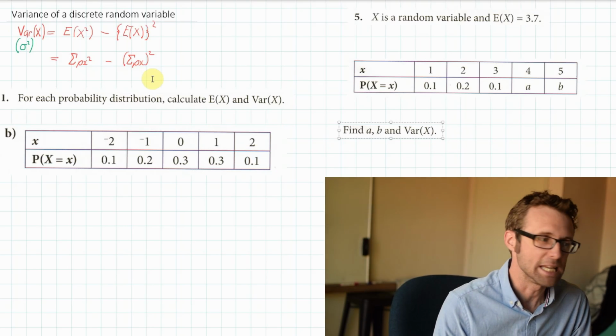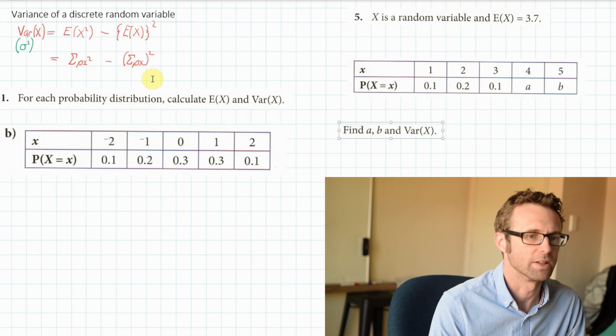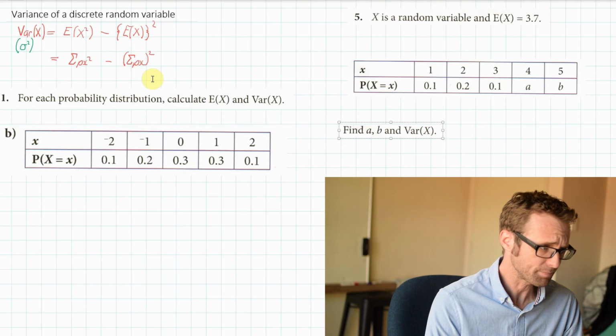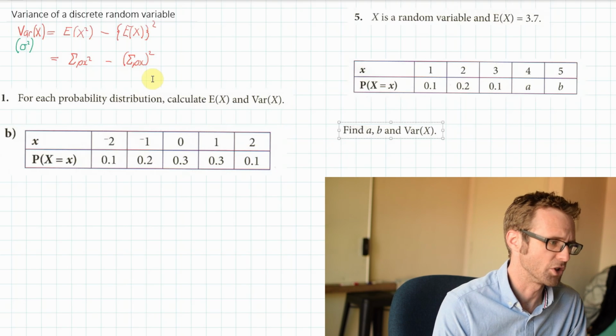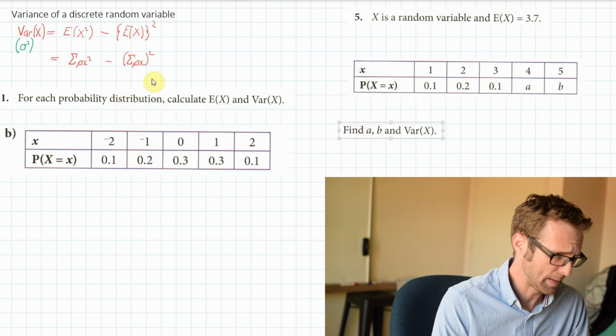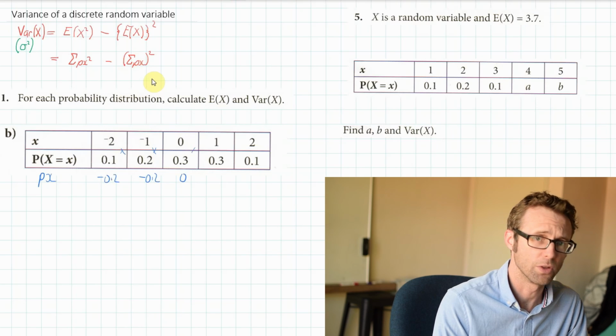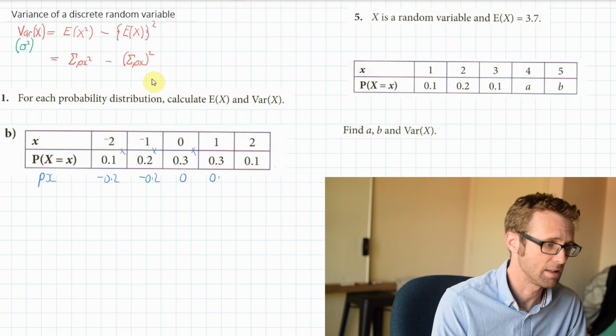Okay, number one, B. We are trying to find E(x), or expected value, and var(x), or the variance of this discrete random variable, this probability distribution we have here. So in doing this, I'm going to add a line, x p(x). Minus 2 times 0.1 is negative 0.2. Minus 1 times 0.2 is negative 0.2. 0 times 0.3, 0. And you can see that we'll just go along and fill these out like so.